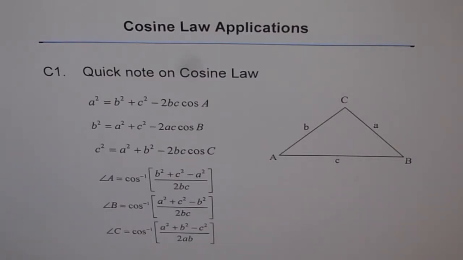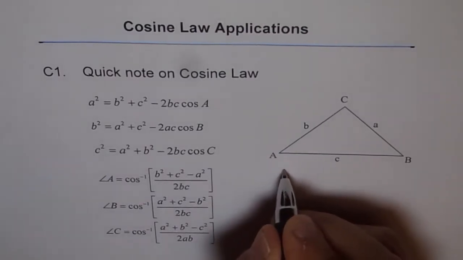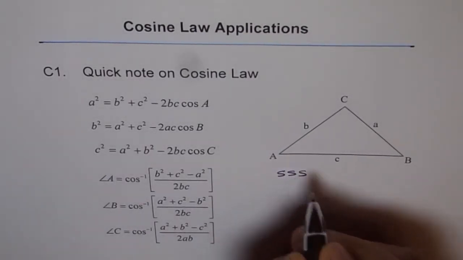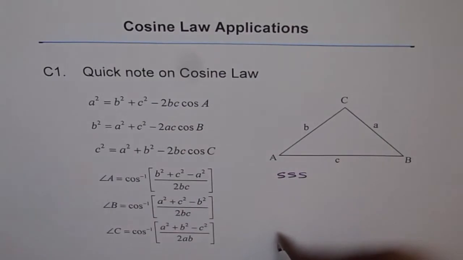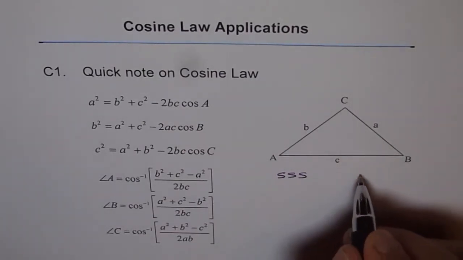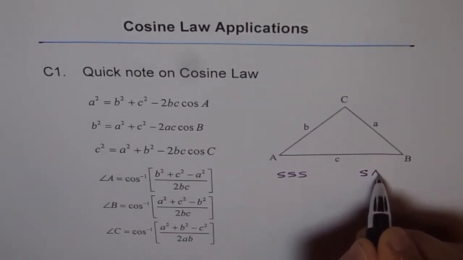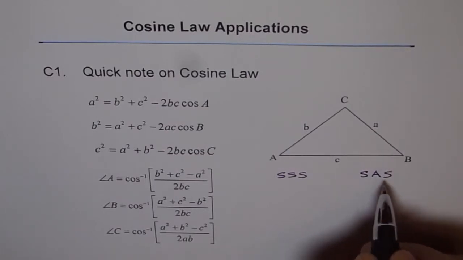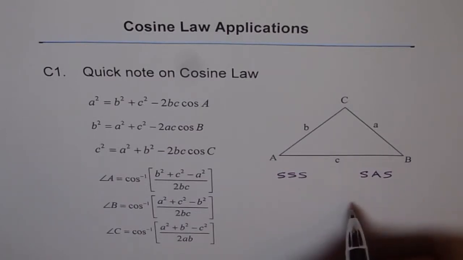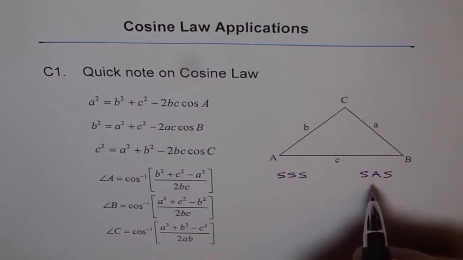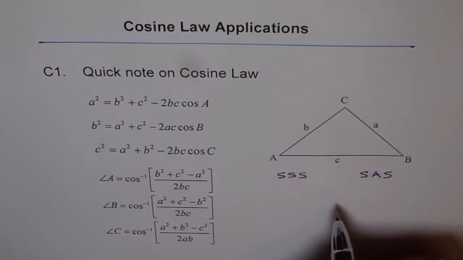The two cases are when we are given side, side, side, all three sides as shown here, or we are given side, angle, side. What we're trying to say is the angle is the included angle, right? Or the angle contained between the two sides. If that is given, then we cannot use sine law, but we can use cosine law.